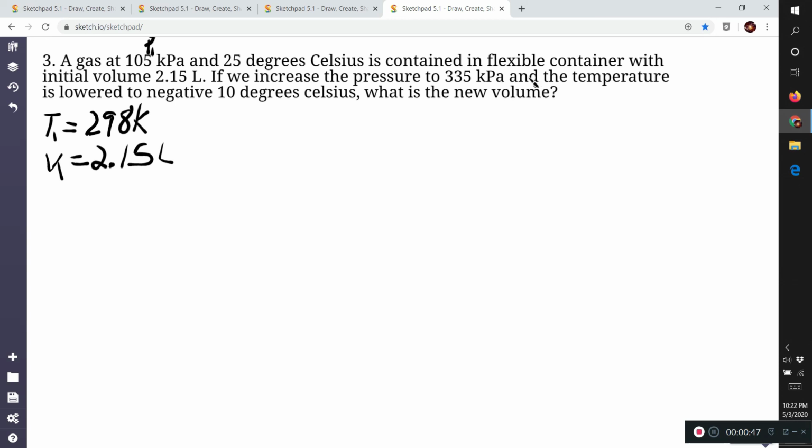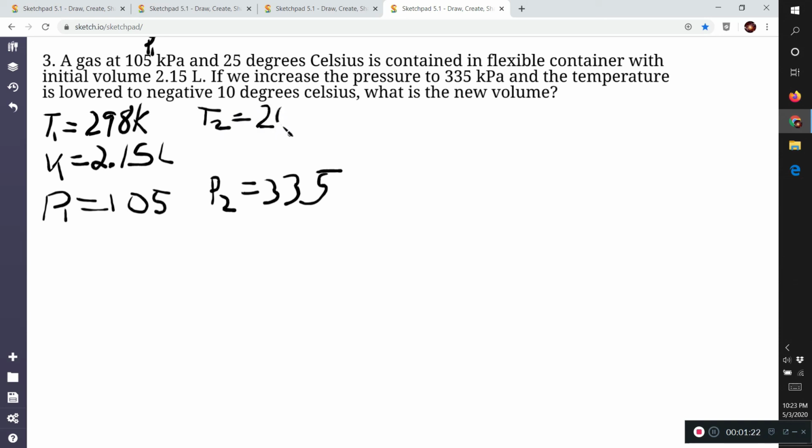If we increase the pressure, so that's a P2, I'll just write P1 here. P1 was 105. Our P2 here is a lot higher. It's 335. So that's more than triple the amount of pressure. But the temperature is lowered to negative 10 degrees Celsius. So our temperature went way down. Now negative 10, we'd still add negative 10 to 273. So our T2 here is going to be 263, because negative 10 plus 273 is 263.